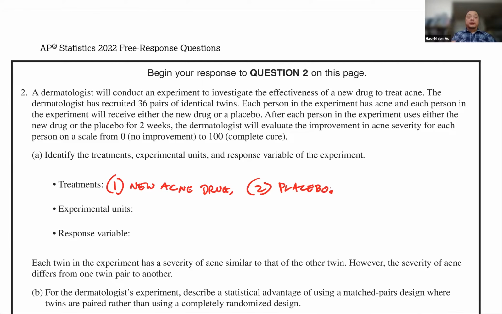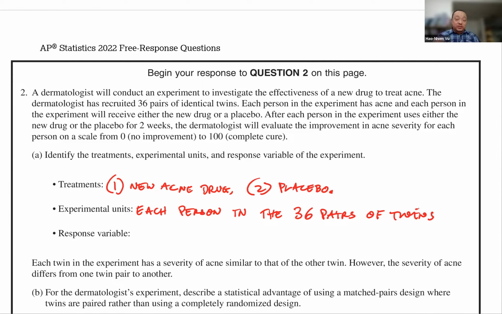An experiment unit is a single subject that you do things to in an experiment. And each single subject here is a person, so that's the one. Each person. And if you want to be more specific, each person in the 36 pairs of twins. The response variable in an experiment is the thing that you write down, the thing that you record as a result of the experiment. So in this case, it's the score from 0 to 100.